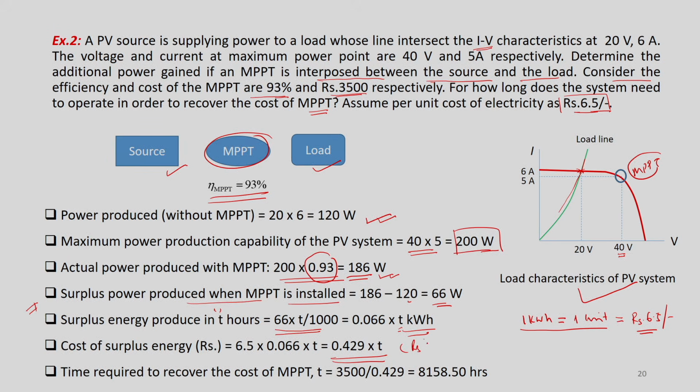And the time required to recover the cost of MPPT will be, because the cost is known to us, 3500 divided by 0.429, which will give you this many hours. So, this many hours are required to recover the cost of the MPPT that we have invested. This is quite an interesting problem. We can see how economical you can make it, and how long you need to operate to get the payback period.